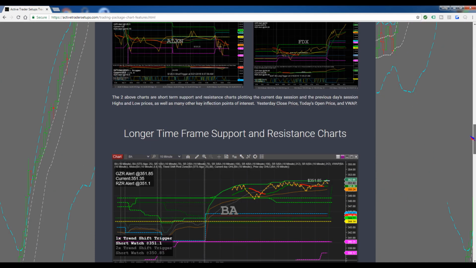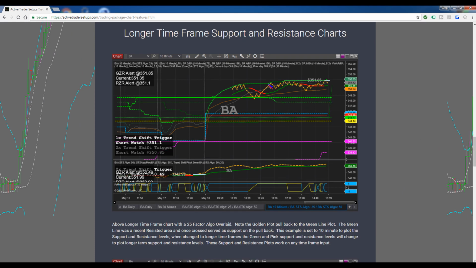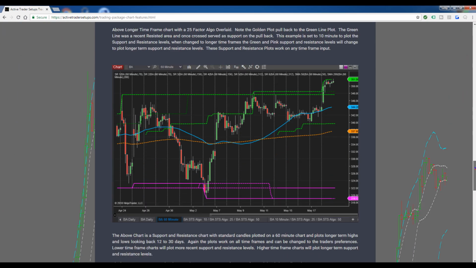Talks about the inflection points. This is a longer term support resistance. You can run it on a 10-minute. You can run it on a hourly, on a daily. Just like down here, this is on an hourly chart. Shows you old highs, old lows. These are 1 hour normal candles. How you go and retest lows and bounce.